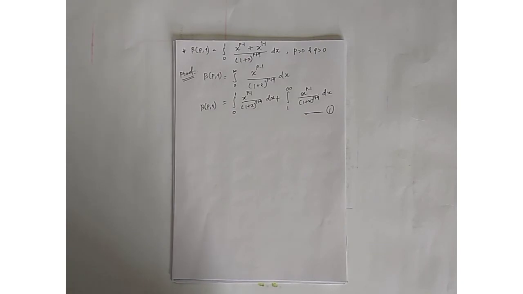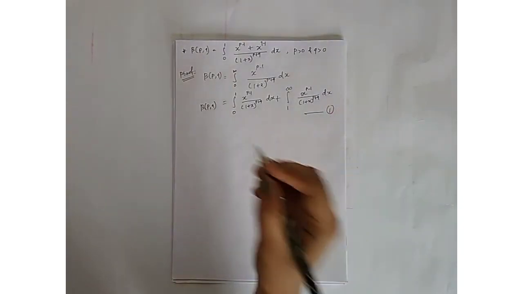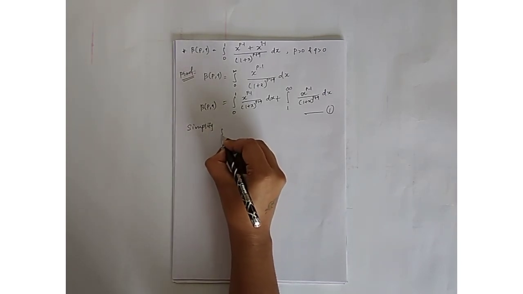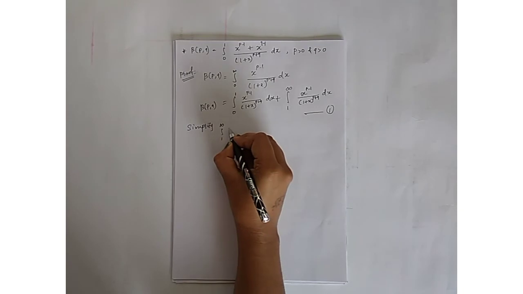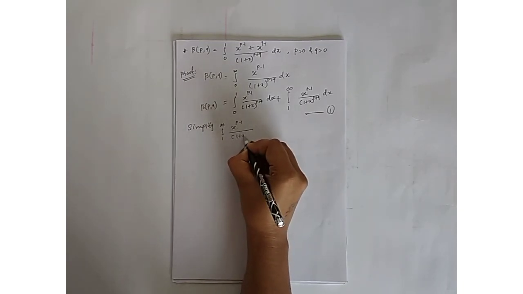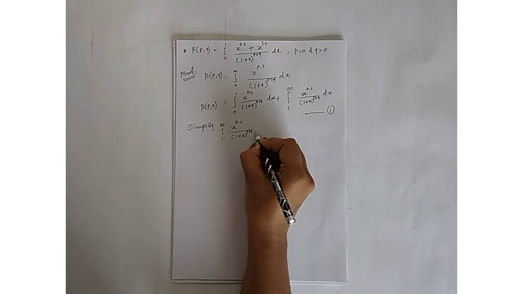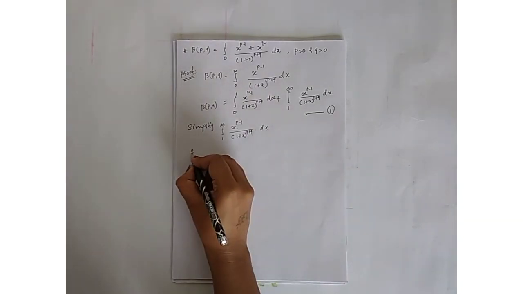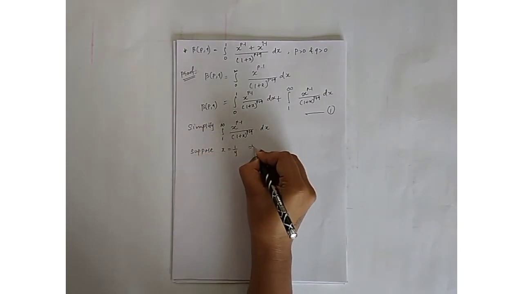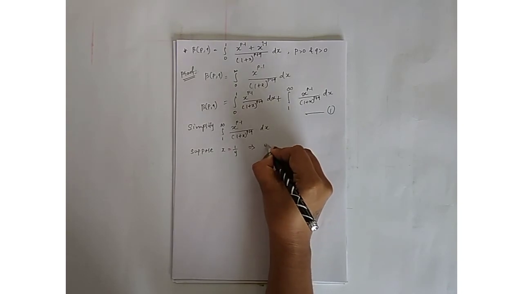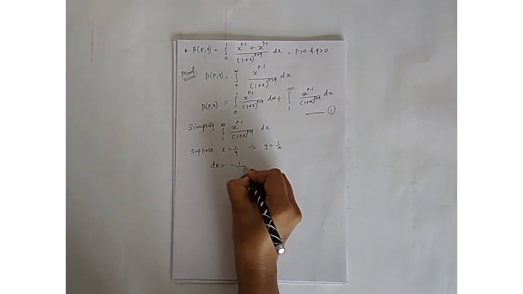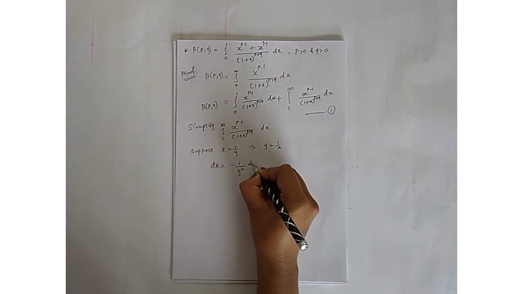Now we are going to simplify this integral, integration with limits 0 to infinity of function x^(p-1) upon (1 + x)^(p+q) dx. For that, suppose x is equal to 1 upon y. So this will imply y is equal to 1 upon x, and derivative of x is minus 1 upon y square into dy.